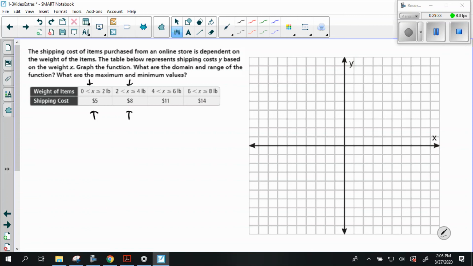And we're saying that x is 0. When x is 0, y is 5. Also, when x is 2, y is 5, and we're including that one. So there's our little function, right? You pay $5 for any weight amount between 0 and 2, including 2.